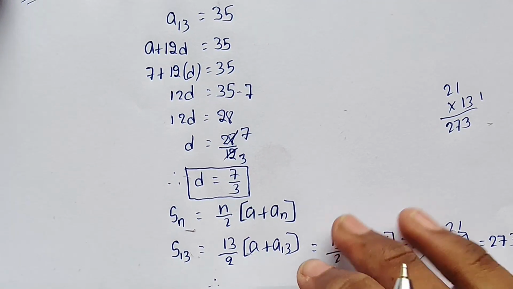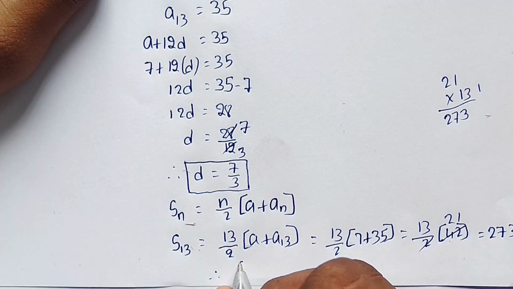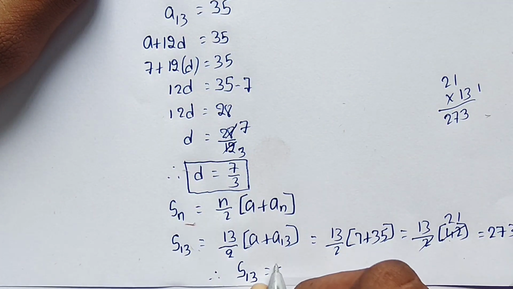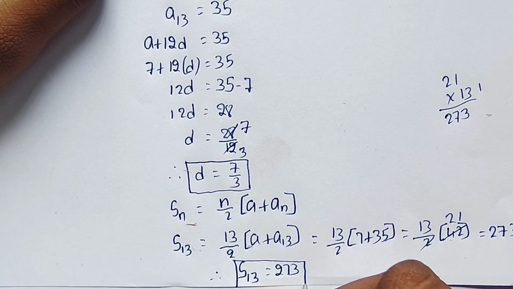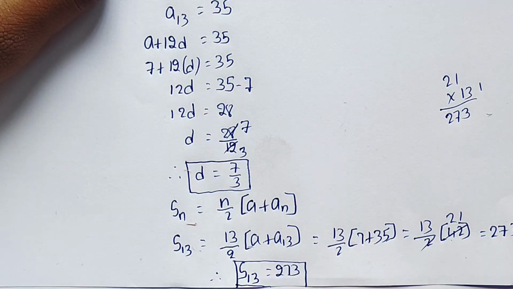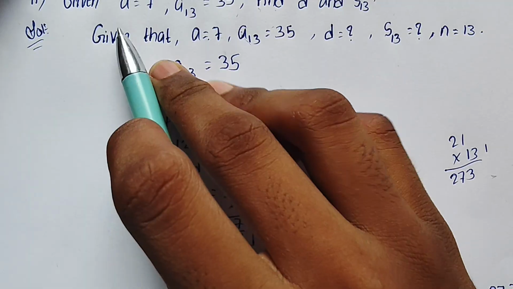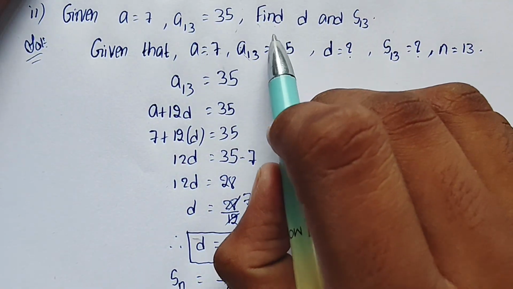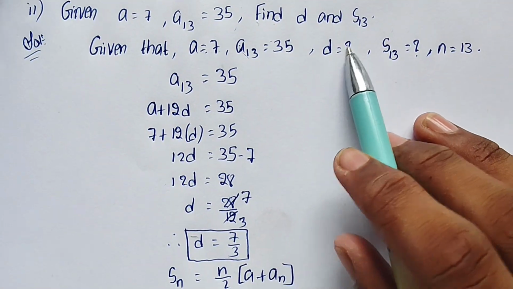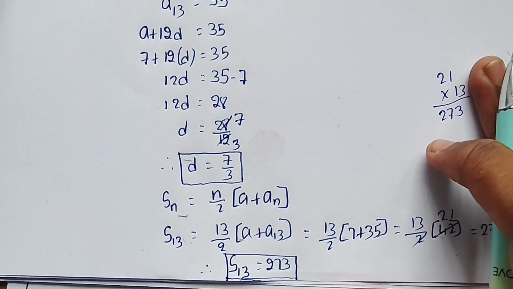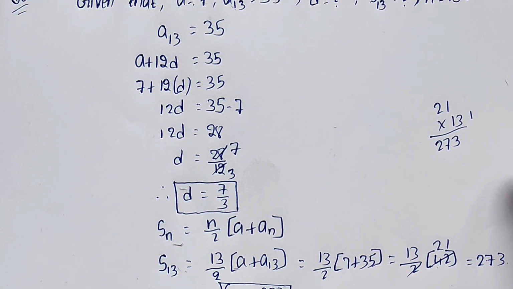So I am writing here, therefore, the sum of 13 terms is equal to 273, meaning S base n. So by using the given value a base 13, we found the value of d, that is 7 by 3, and S base 13, the sum of 13 terms, that is 273. So we have completed the second question in this problem. Now let's go to the third question.